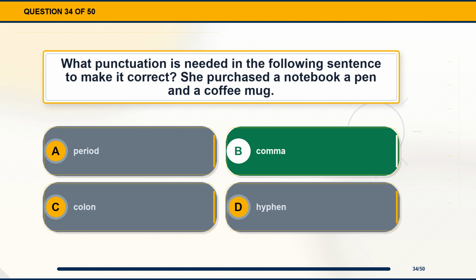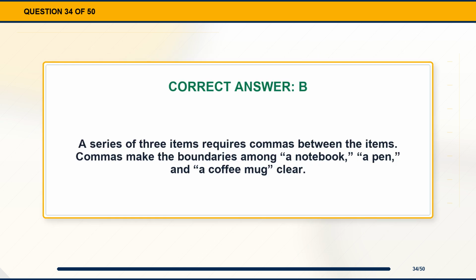The correct answer is option B, comma. Explanation. A series of 3 items requires commas between the items. Commas make the boundaries among a notebook, a pen, and a coffee mug clear.